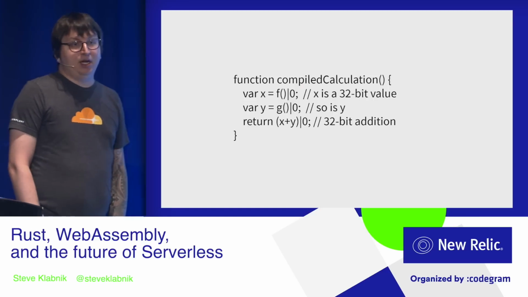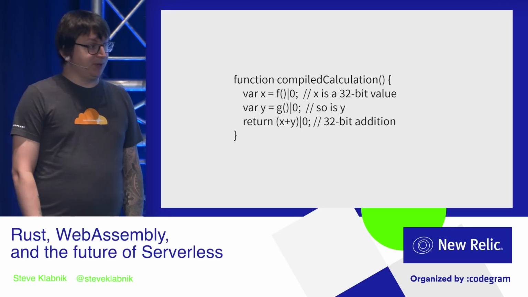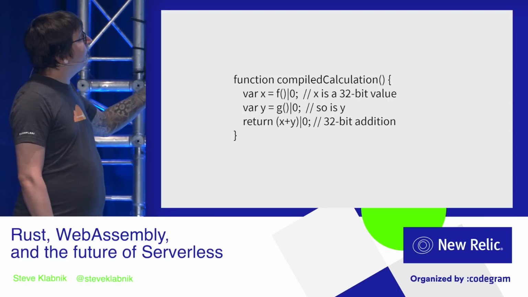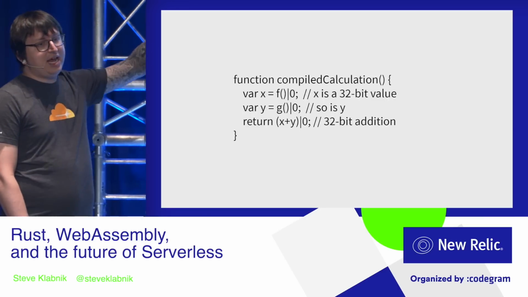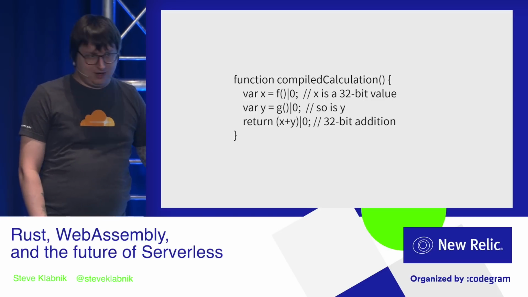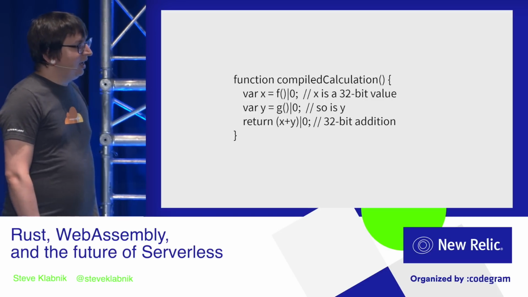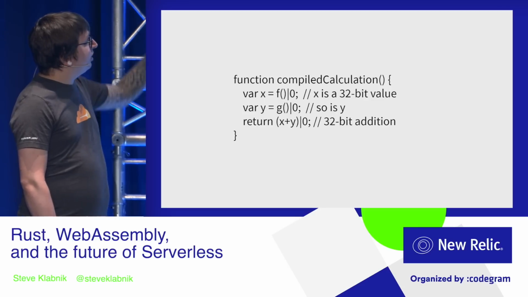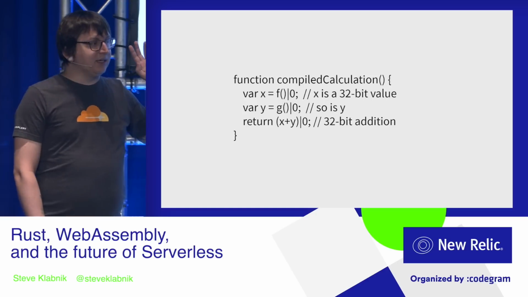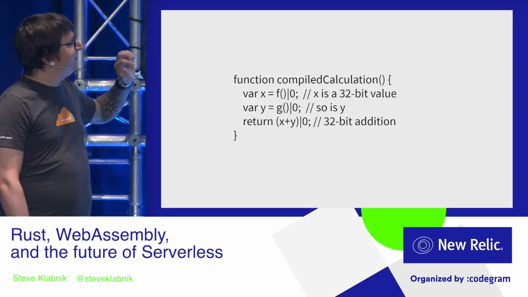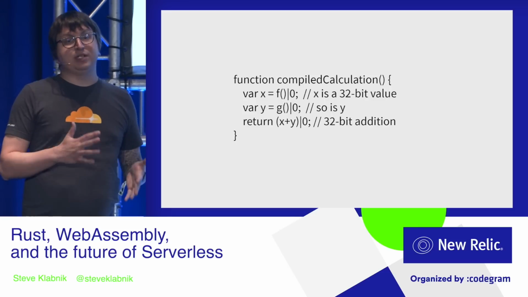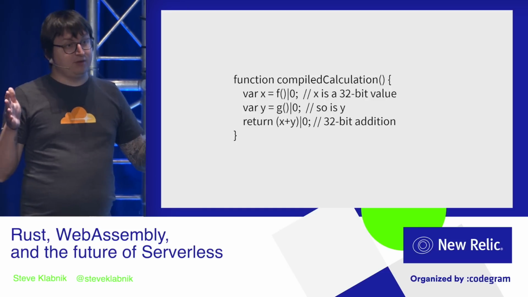Here's an example of some ASM.js JavaScript code. This is a function called compiled calculation. It calls out to two functions, f and g, and it ORs them with 0. This is a bitwise OR. I don't know if you've ever seen or used this in JavaScript before. And then it returns those two numbers also ORed with 0. The comments here say x is a 32-bit value, and so is y, and this will do a 32-bit addition.